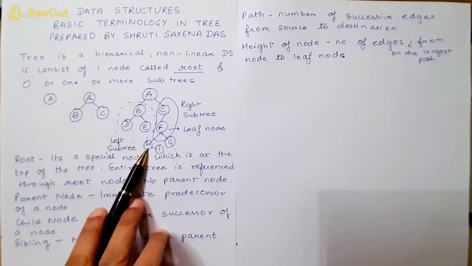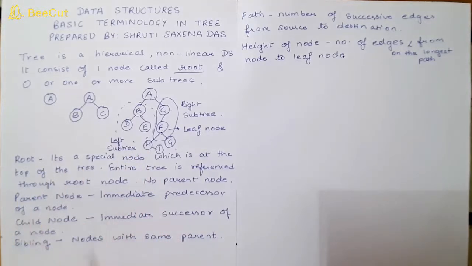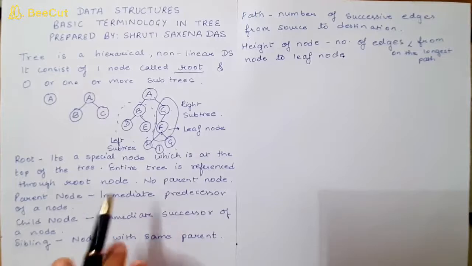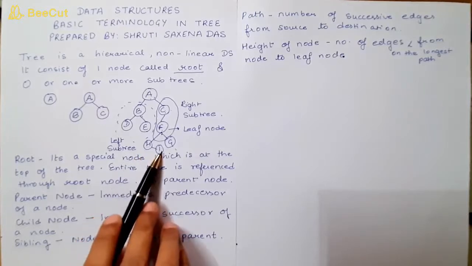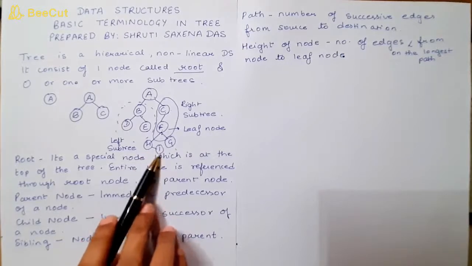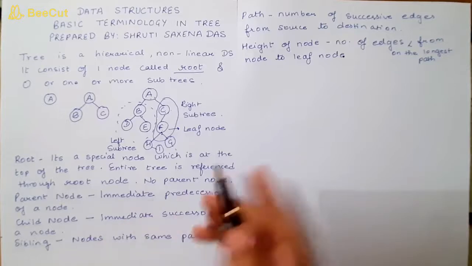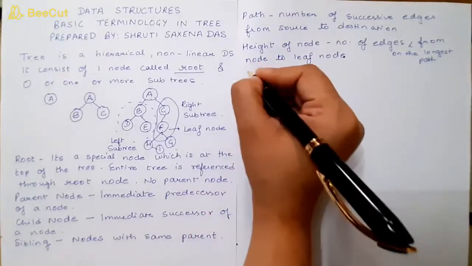Here H is not a leaf node. A leaf node is the node which is not having any child. H is having one child, which is I. So H is not a leaf node. I is a leaf node because it does not have any child nodes. So the height of a node, I think you must have understood.